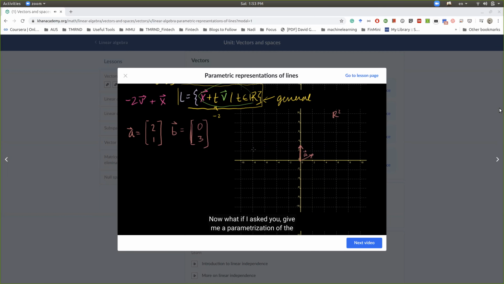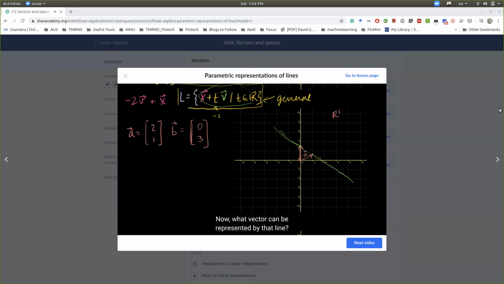Now what if I asked you, give me a parameterization of the line that goes through these 2 points. So essentially I want the equation, if you're thinking in Algebra 1 terms, for the line that goes through those 2 points. The classic way, you would have figured out the slope and all of that, and then substituted back in. But instead, what we can do is say, look, this line goes through both of those points, so both of these vectors lie on this line.